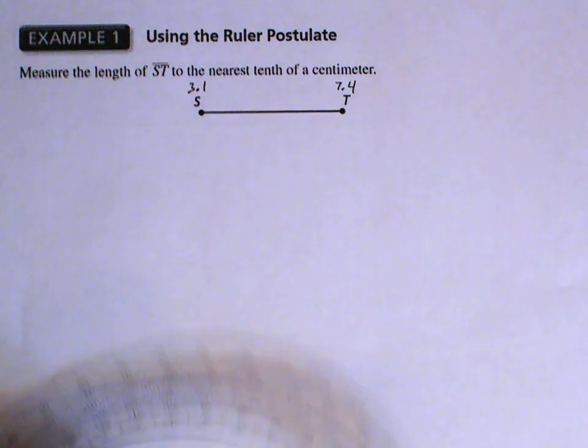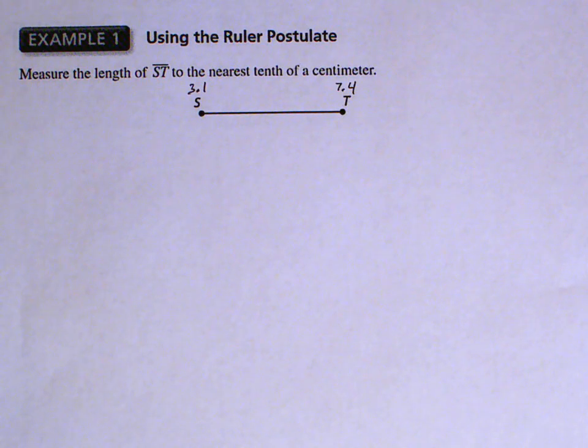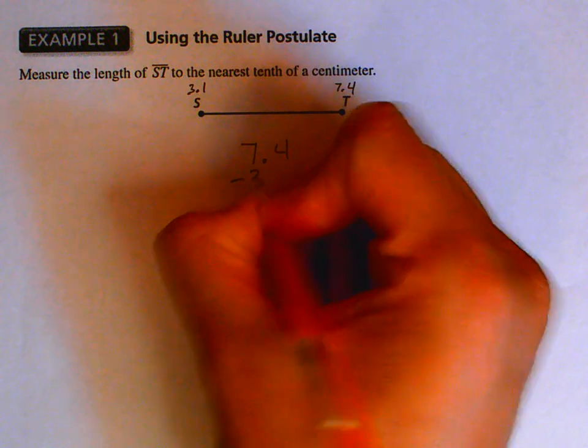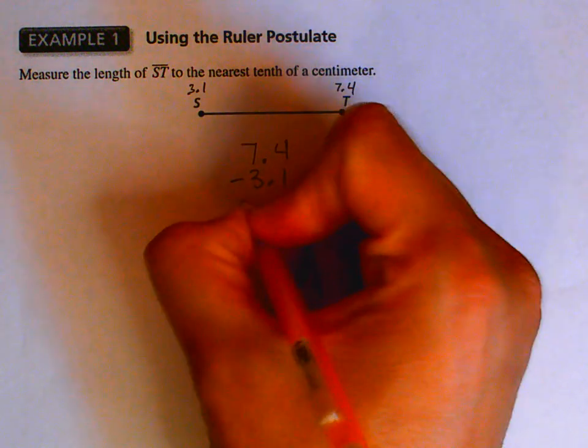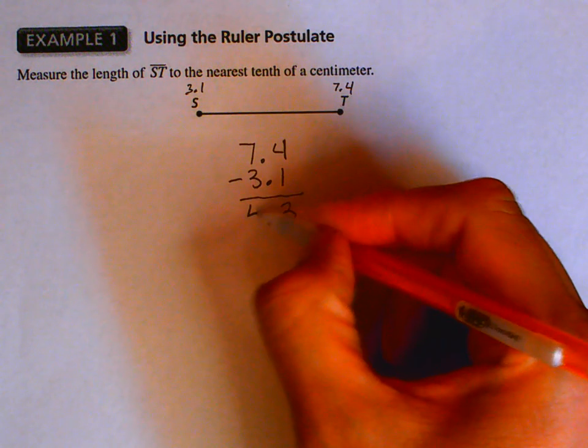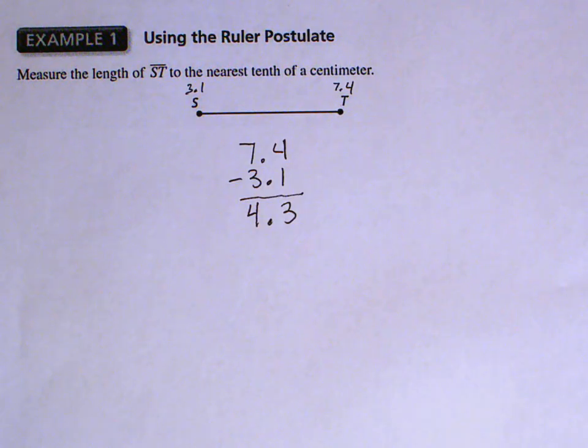So what is the length of this segment? It's the difference between those two. 7.4 take away 3.1. Subtract, and the length of my segment is 4.3. Yours might be different depending on how long you made your segment. But the idea is pretty much the same. Don't worry if your numbers come out different. They should come out different. That's okay. So that's example number 1.